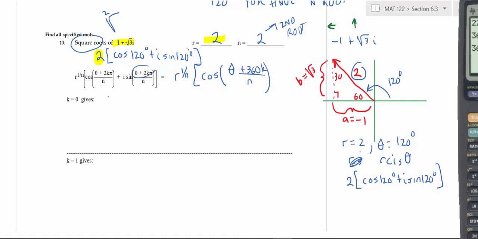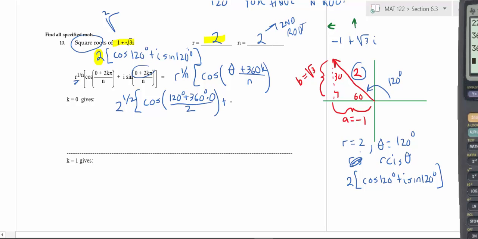Okay, so what we'll do on this when we fill out the formula, we're going to do r, which is 2. And we're going to do that, of course, to the 1/2 power. So you want to start that way. To the 1/2 power, that's what this is. Okay, then we're going to do cosine of the angle. The angle we're working with is 120 degrees, so we're going to do 120 degrees plus, now instead of saying 2 pi, say 360 degrees, times 0, all over 2. And then same thing here, we're going to say plus i sine, exact same expression, 120 degrees plus 360 degrees times 0, all over 2, like that.